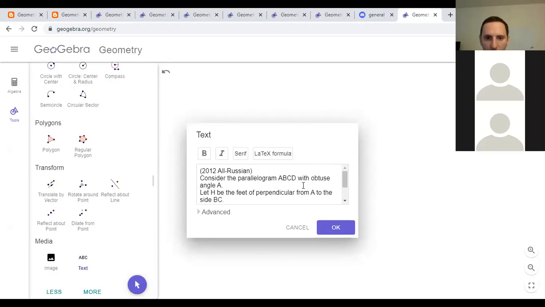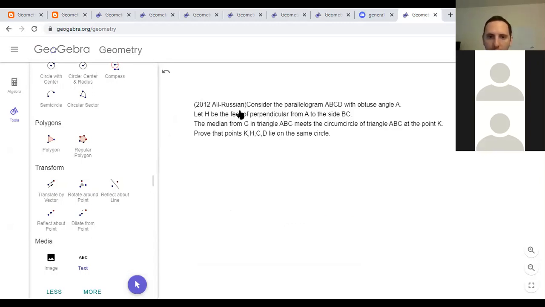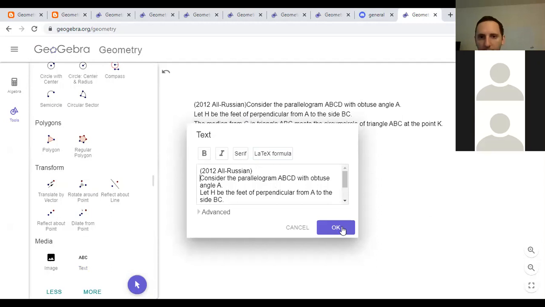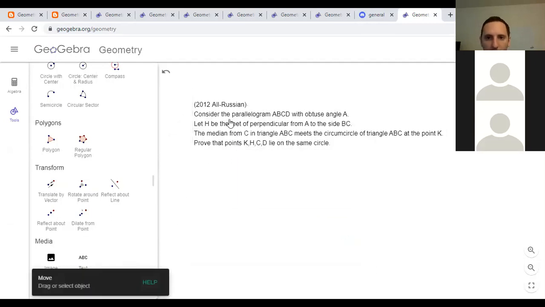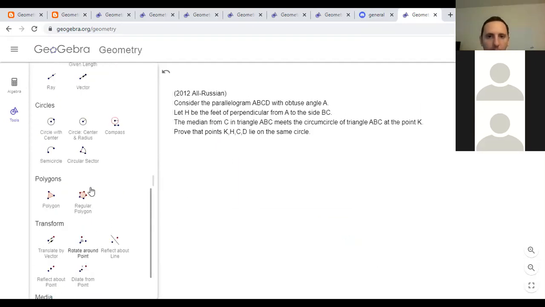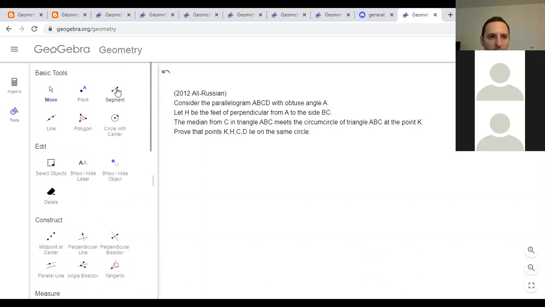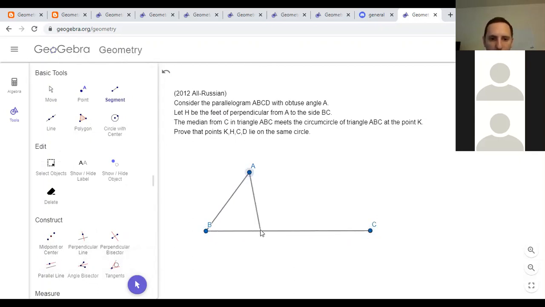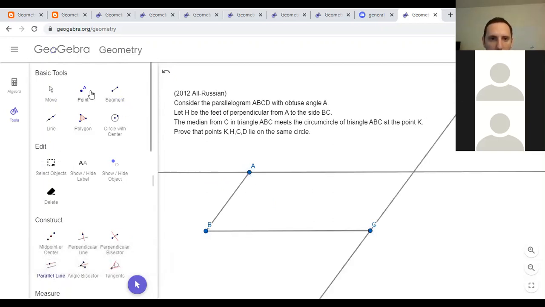Right. I'm not going to TeX it up for now. Okay, so we have another parallelogram problem. A is the obtuse angle this time. So A, B, C, and then we can draw point D. Oops. Right, so we've got a parallelogram there.